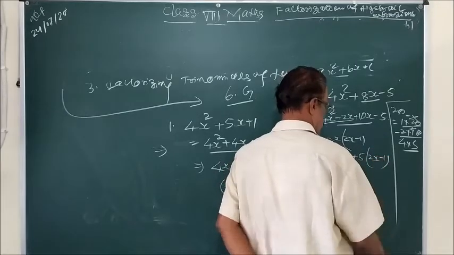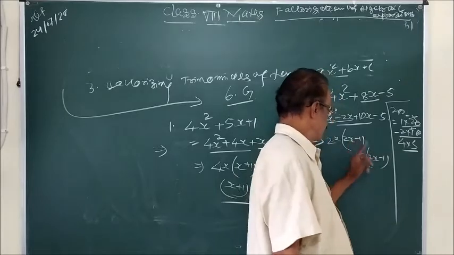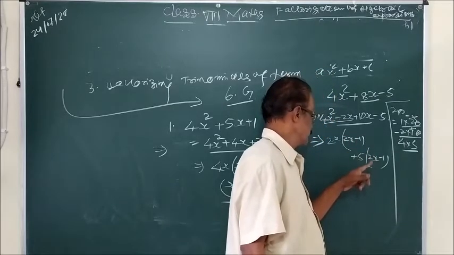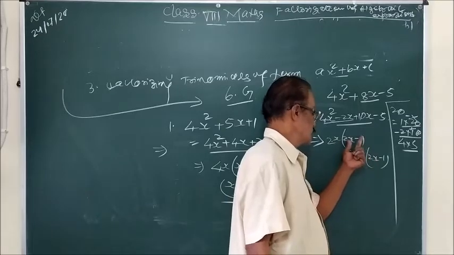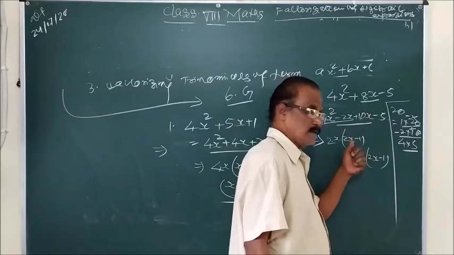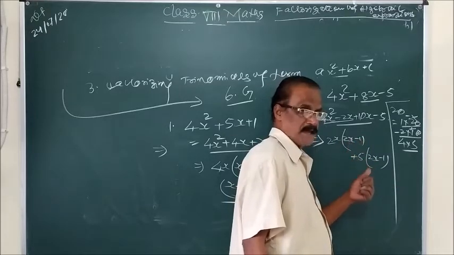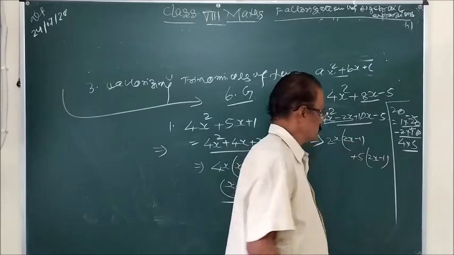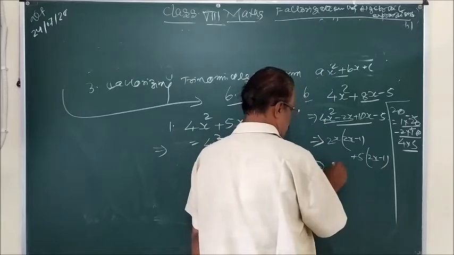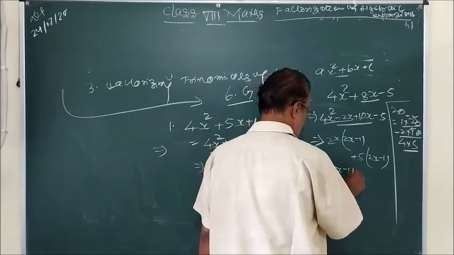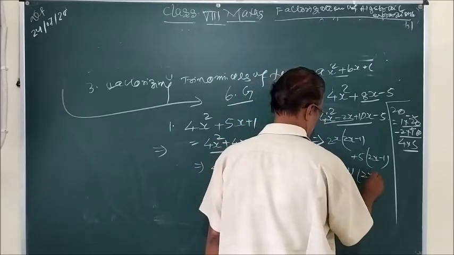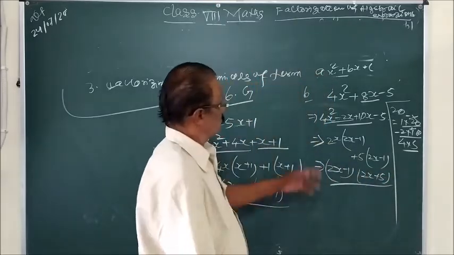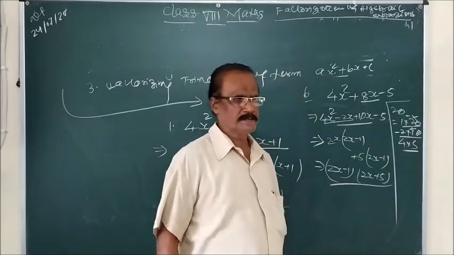But you should be very careful. The terms inside the bracket in these two should be the same. The sign will be the same, the terms will be the same, so that you can take the common. Now you see what is common? 2x minus 1. And here will be 2x plus 5. These are the factors of this given polynomial.